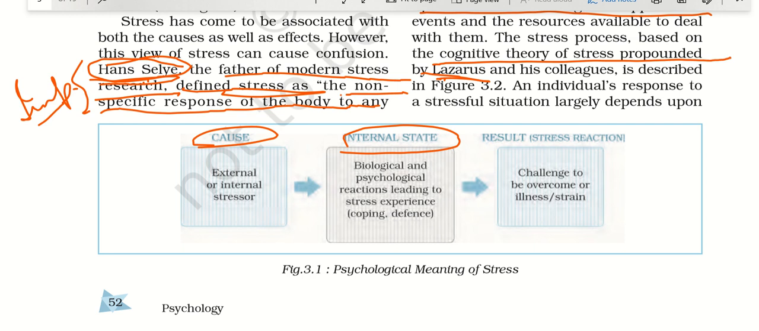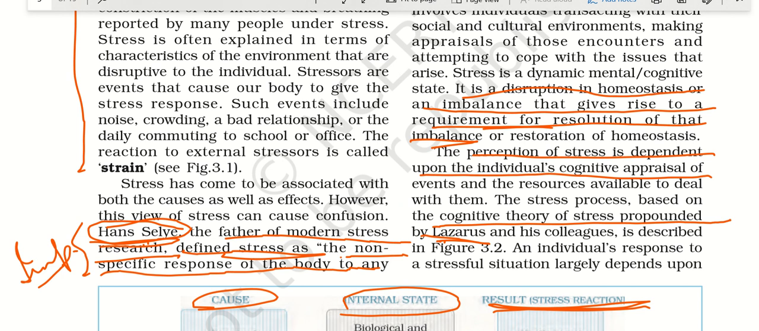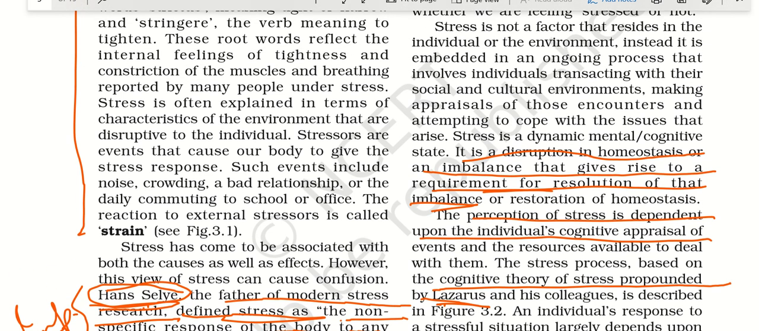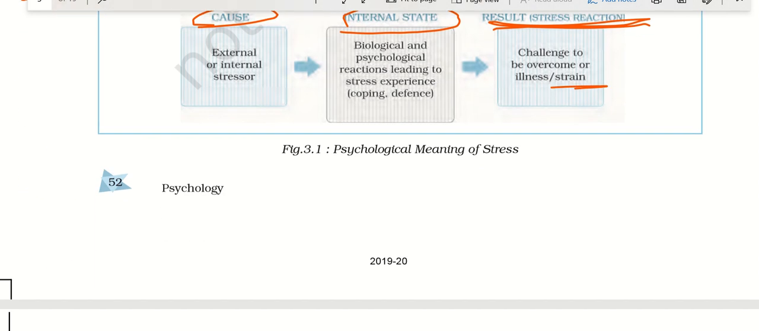These reactions can be biological, like a headache. Many people feel a tingling feeling in their stomach before any presentation, so that is a biological reaction. Or you have a psychological reaction, which can be the usage of a defense mechanism. Then we have the result, which is stress reaction. What comes in this category is a challenge to overcome, or illness, or strain. So what is strain? The reaction to an external stressor is called strain. Your reaction towards an external stressor is known as strain. That is what is explained here.